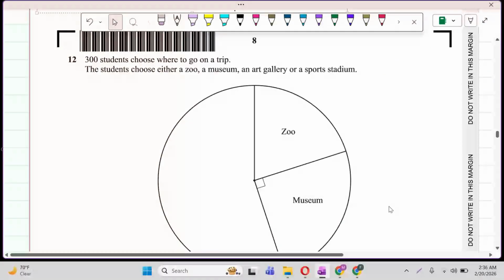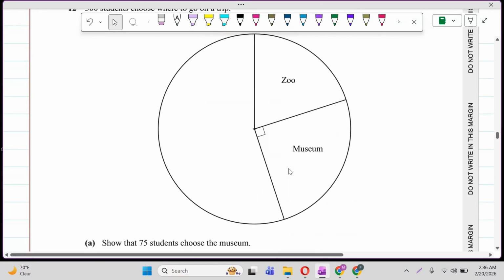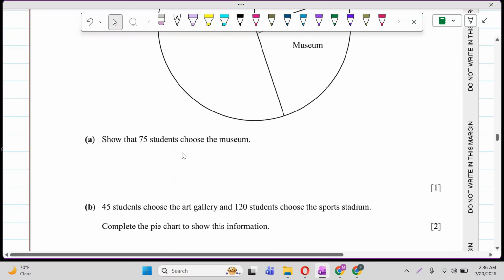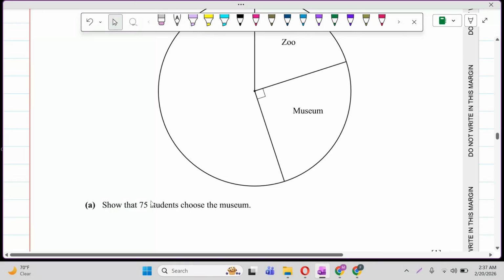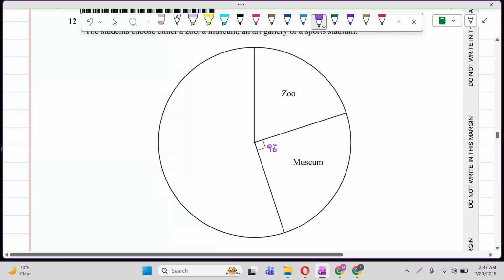Question number 12. 300 students choose where to go on a trip. The students choose either a zoo, museum, an art gallery, or a sports stadium. Show that 75 students choose the museum. We need to show that 75 students choose the museum, and it is given that the angle of the museum is 90 degrees in the pie chart.